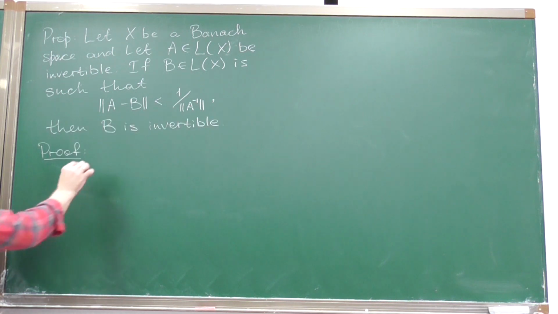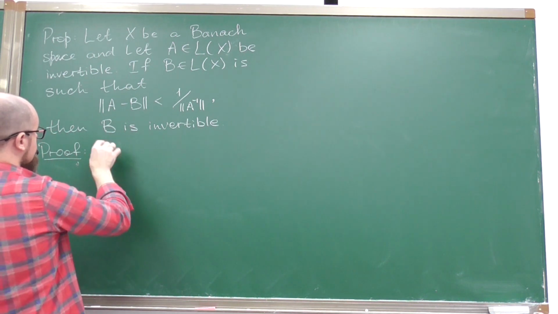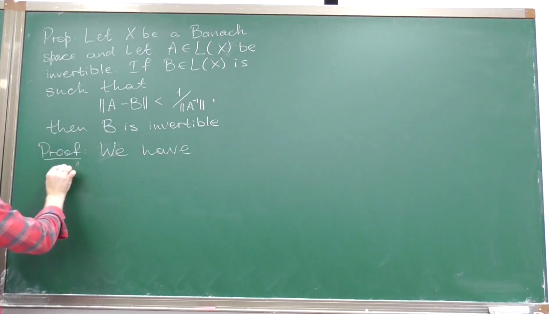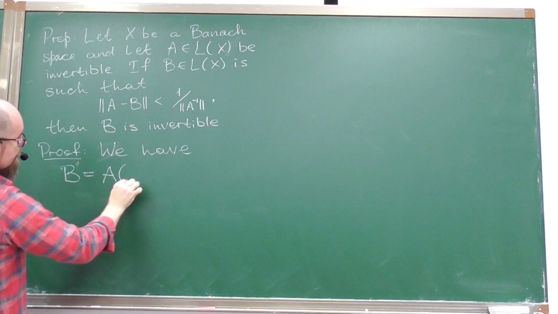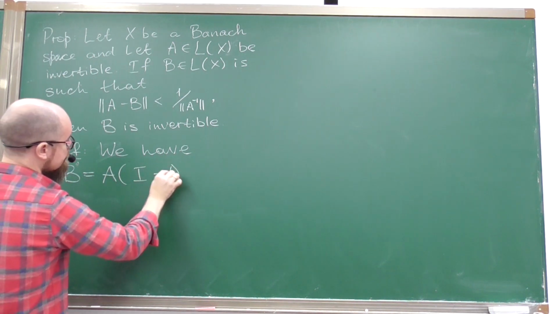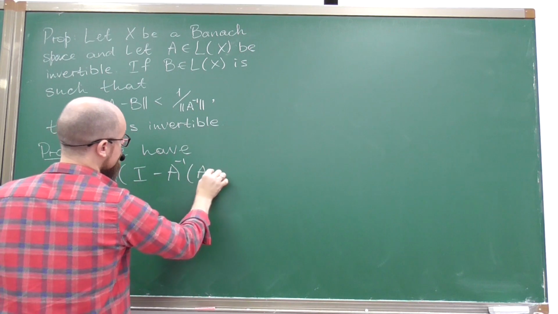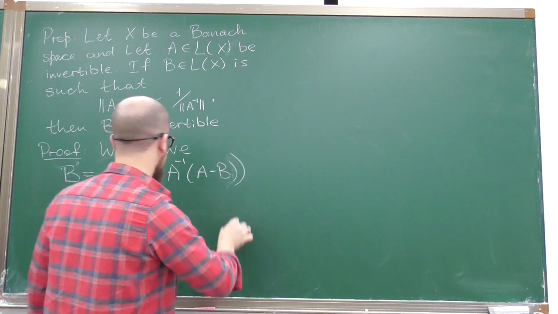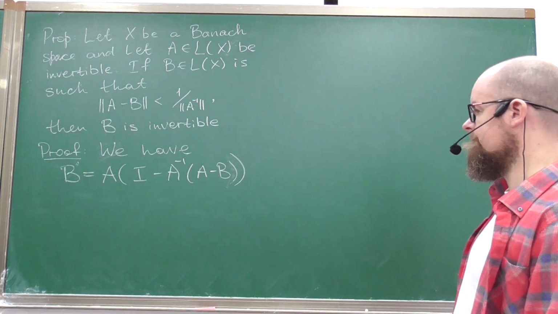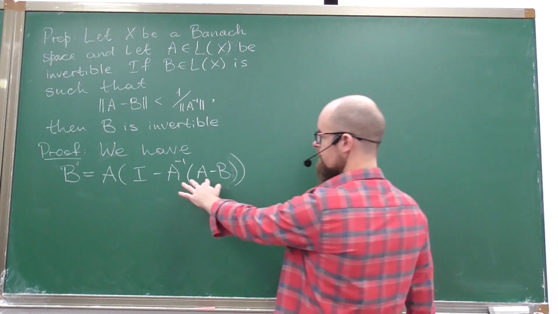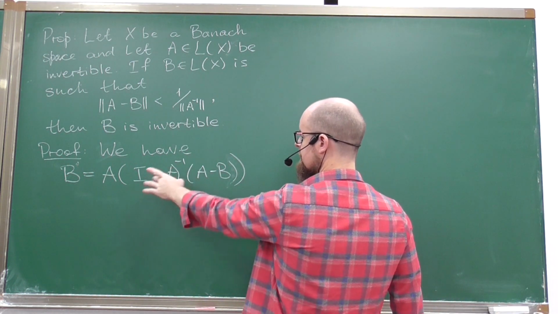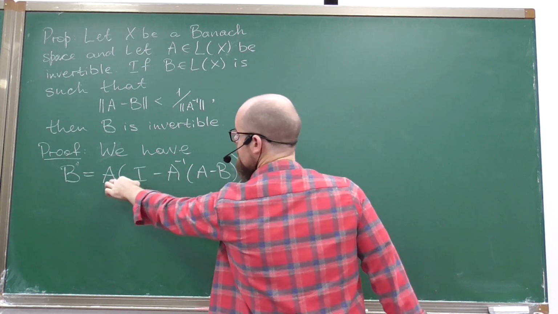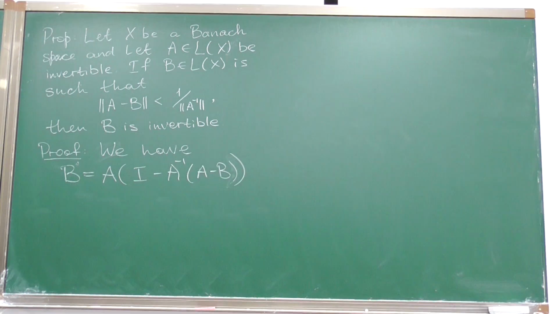So first of all, let us write B as follows: A times identity minus A inverse times A minus B. Over here, A inverse A and identity cancel each other out, and over here we will have A inverse B, and multiplied by A, it's B in fact.